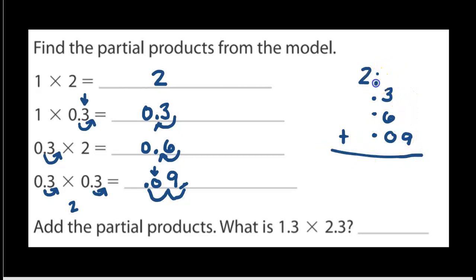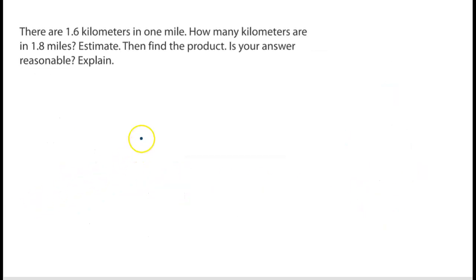I can put a decimal here because there's an understood decimal always behind a whole number and add a 0 to make it easier for us. 9 plus nothing is 9. 3 plus 6 is also 9. I'm bringing down my decimal because it's lined up. And then 2 plus nothing is 2. So when we add the partial products, 1 3/10 times 2 3/10 is 2 99/100. Okay. All right, so here's one for you to try.